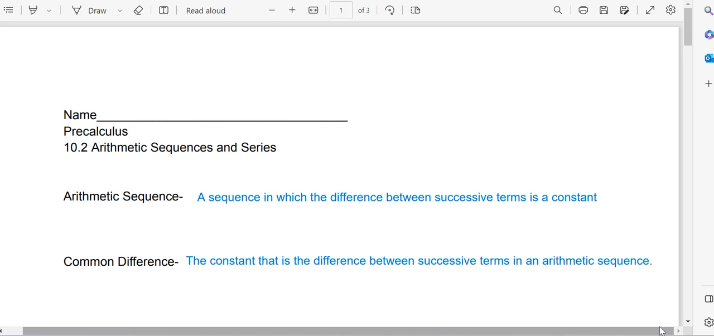So the arithmetic sequence is a sequence in which the difference between successive terms is a constant. If you're increasing or decreasing by the same value each time, that's an arithmetic sequence. And that value that you're increasing or decreasing by is what's called the common difference. As the definition says, that's constant. That is the difference between successive terms in an arithmetic sequence.